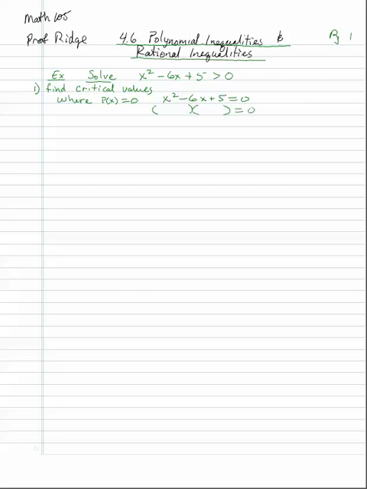What are factors of 5 that add to 6? So 5 and 1, both negative. Set each of those equal to 0 and solve. So I'm going to just shortcut: x equals 5 or x equals 1. Okay? So this splits the number line up into 3 intervals.